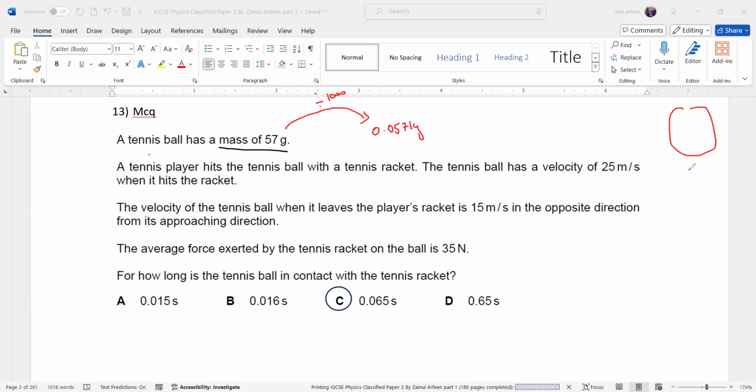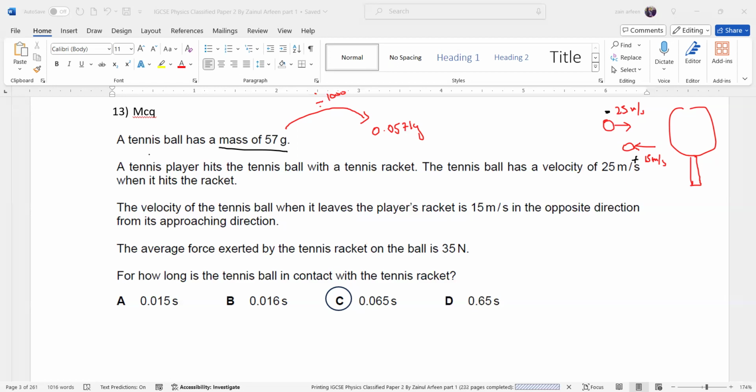Here the direction changes, and whenever there's a change in direction, there's always a change in momentum. For example, this is a tennis racket. The ball was approaching the racket with a speed of 25 meters per second, but it bounced, and when it hit the racket, the ball moved at a speed of 15 meters per second. So the final speed is 15 and the initial is 25, because the directions are opposite. One of them you have to take positive, the other negative. I always take the initial one as negative, so the final one will be positive.